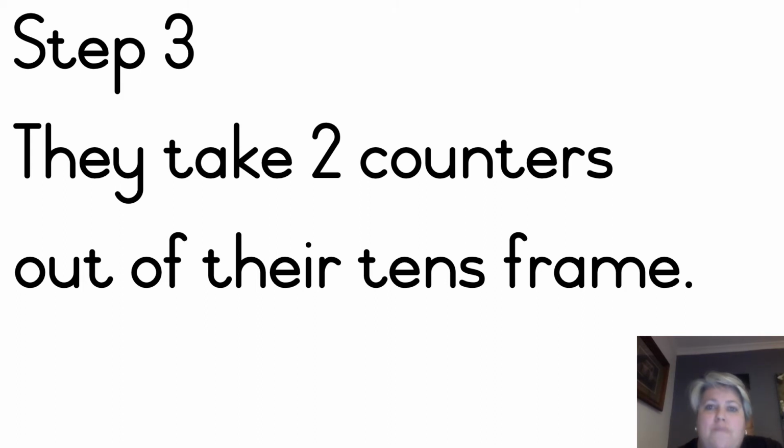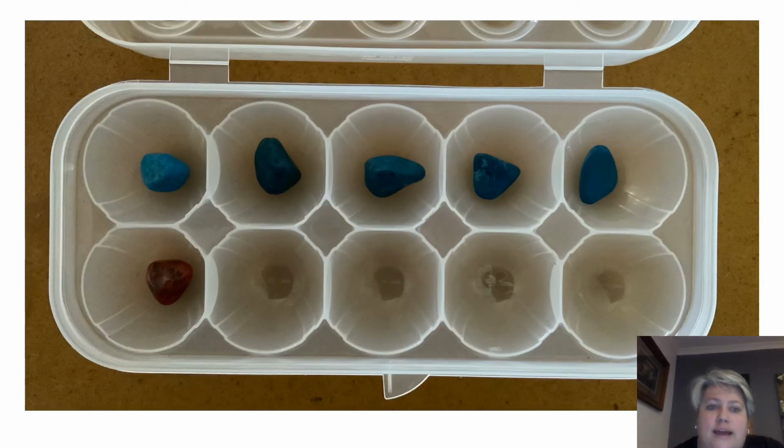Then step 3. Now you go back to the story and you tell them what happened in the story again. Did Mom get more or did she pick some? And then they'll quickly tell you that Mom picked some. And how many did she pick? She picked 2. And then you will lead them to take 2 counters out of their tens frame because we are taking away. And there we go. They would have taken the counters out and now they only have 6 left in their tens frame.